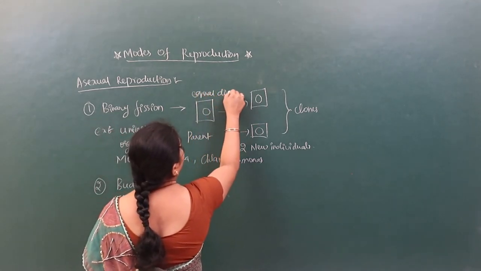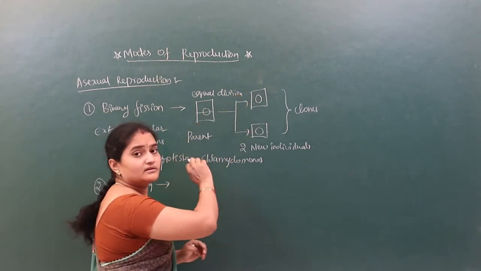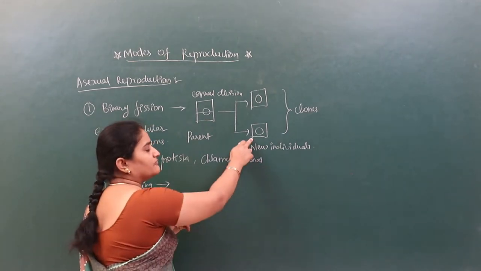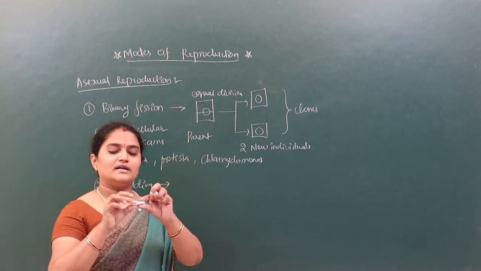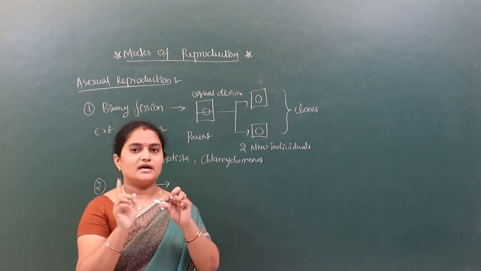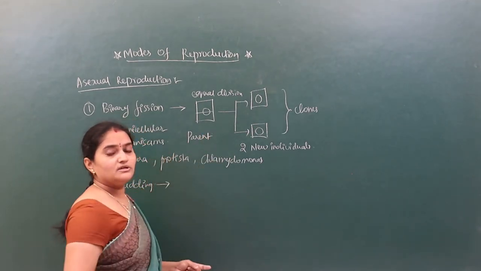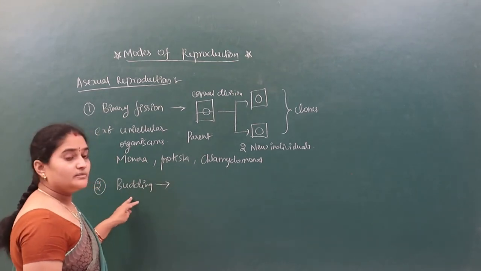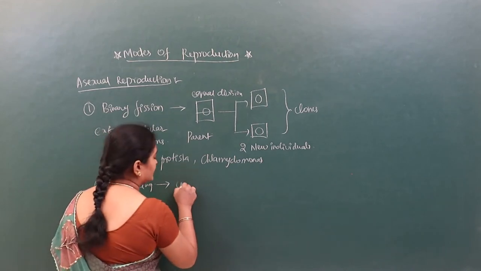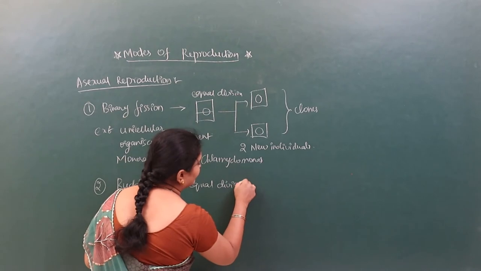Equal division means dividing it correctly, the same on this side and that side, to form offsprings. When it is divided the same on both sides, we call it equal division. So equal divisions will take place in binary fission. But when we come to budding, there is an involvement of unequal division. Here there is an unequal division of the parent cell.